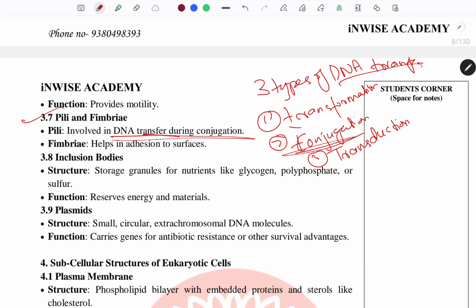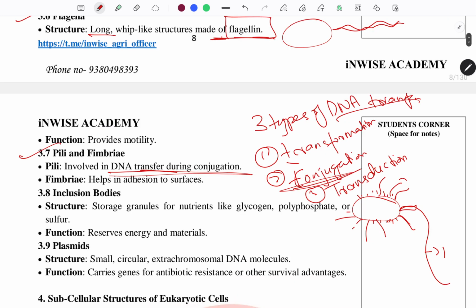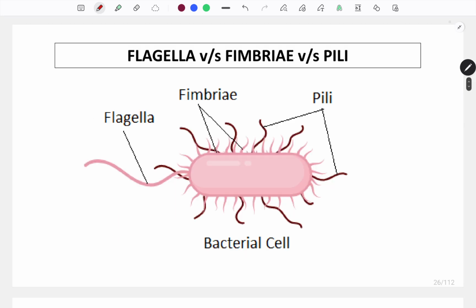So how are the pili involved? See, if these pili are present, it looks a little bigger compared to the fimbriae. These small hair-like structures are fimbriae, a little bigger structure is a pilus, and a far bigger structure is the flagella. This is how it will look.